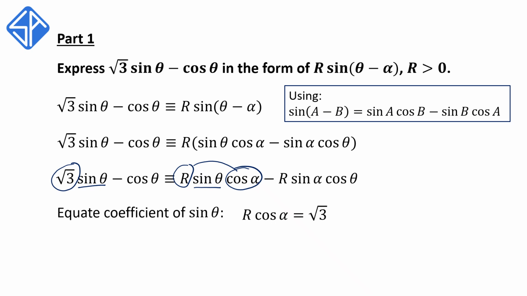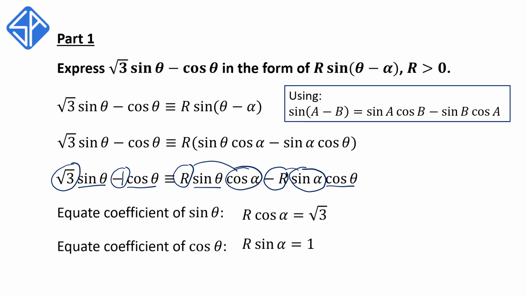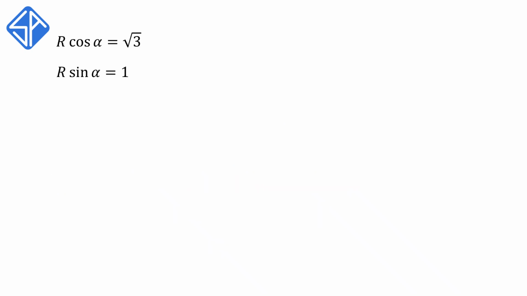If we now look at the coefficient of cos theta on the left and on the right, on the left-hand side, the coefficient of cos theta is -1, and on the right, we have got negative r times sine alpha as the coefficient of cos theta. So by equating this, we're going to get r sine alpha is equal to 1. Now that we've got these two equations, we can use them to solve for r and alpha. First, we're going to call these equations 1a and 2a.